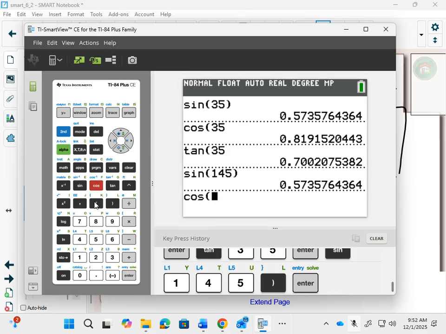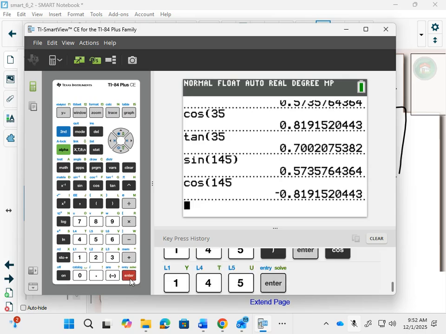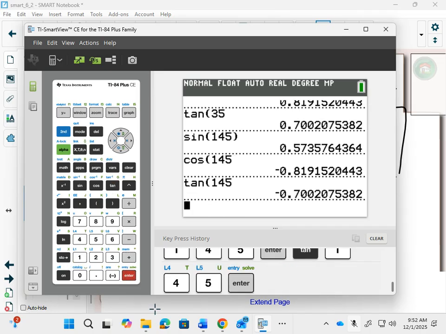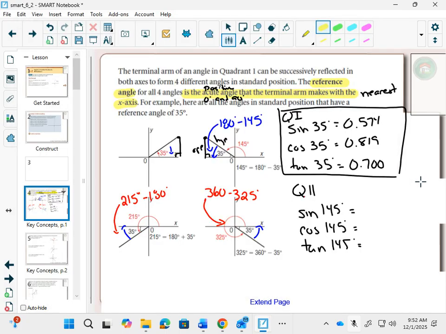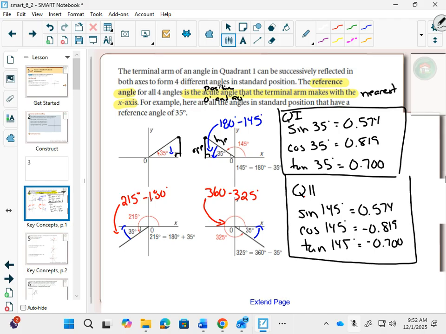But then when I tried cos of 145, I'm like, oh, it's the same, but this time with cos it's negative. That's kind of interesting. And if I do tan of 145, oh, it's negative as well. That's interesting. So I go and I write things down and I'm like, this is still 0.574. This one was now negative 0.819. And this one is now negative 0.70. Quadrant 2.